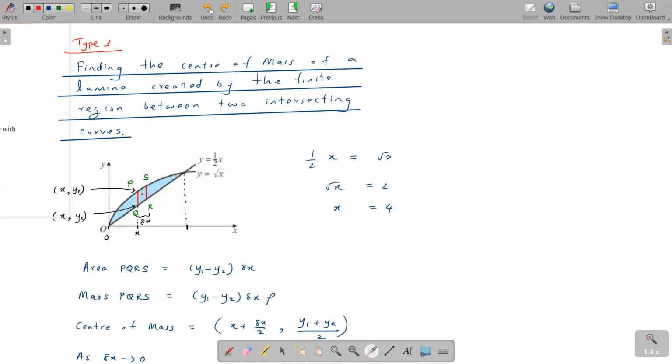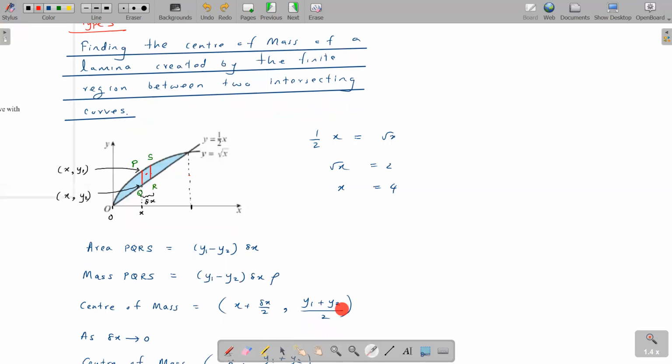Add the coordinates and divide by 2 to get the midpoint, right? So (y1 plus y2) divided by 2 gives you the midpoint y coordinate. Simple as that. And this is measured from the origin because it gives you the complete y distance from here, the complete y distance.